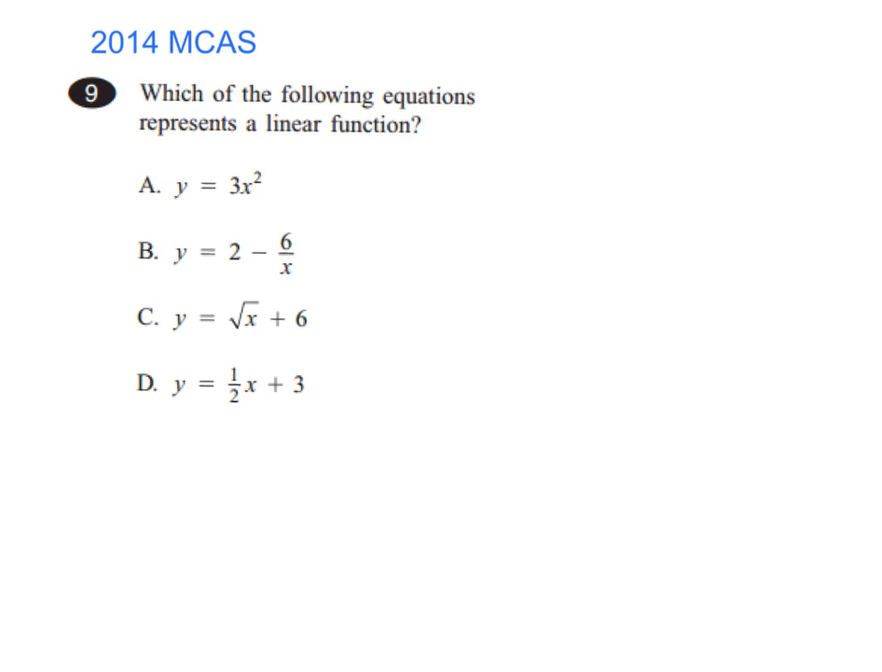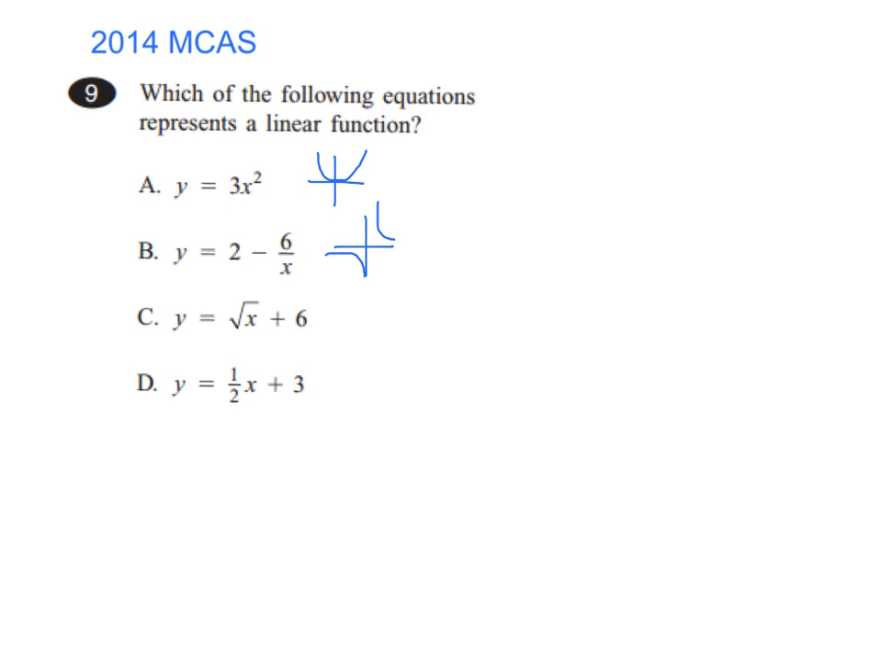2014 MCAS number 9, and it asks which of the following equations represents a linear function. So A has a basic function y equals x squared, which is that parabola. That's not a linear function. B, the basic function there, is y equals 1 over x, which looks something like that.